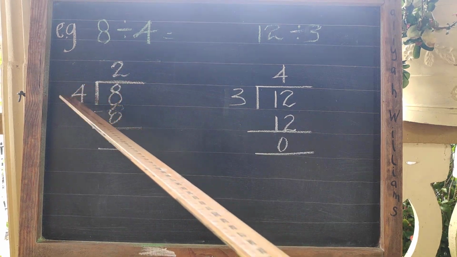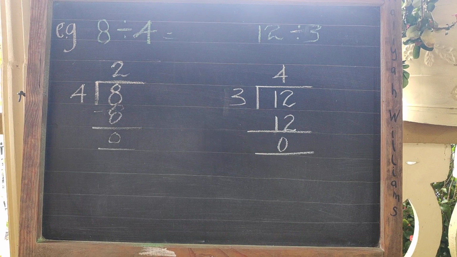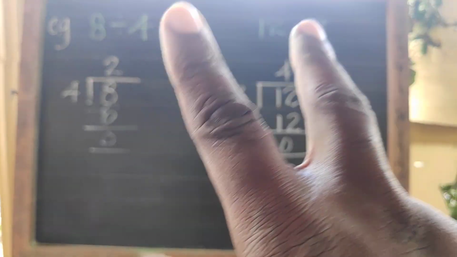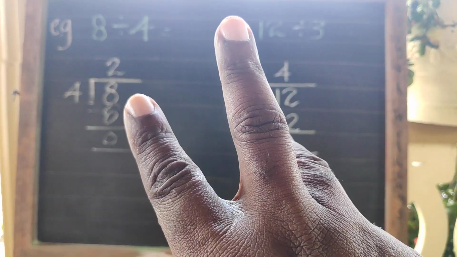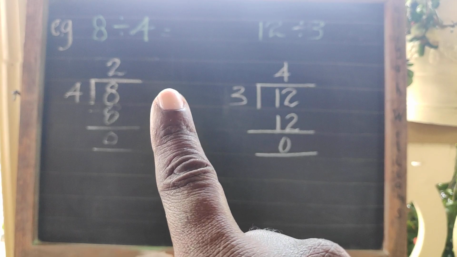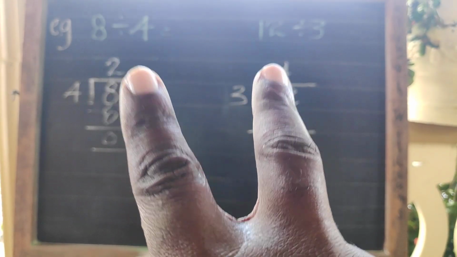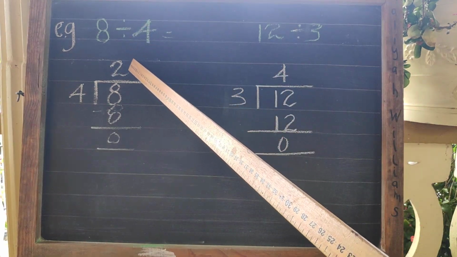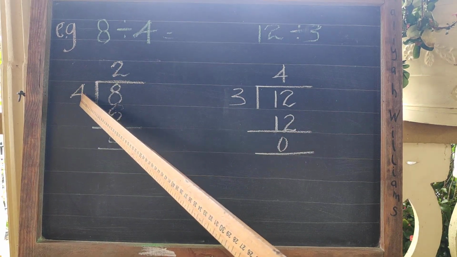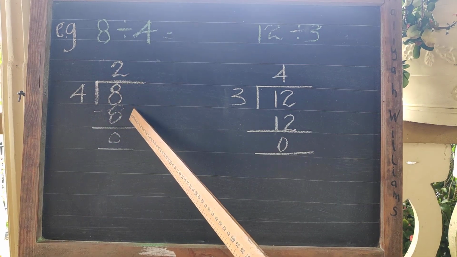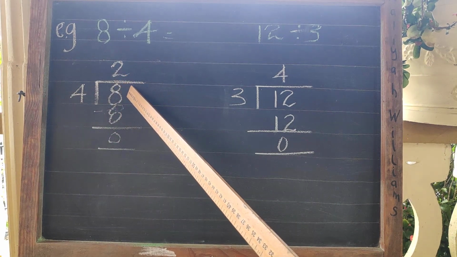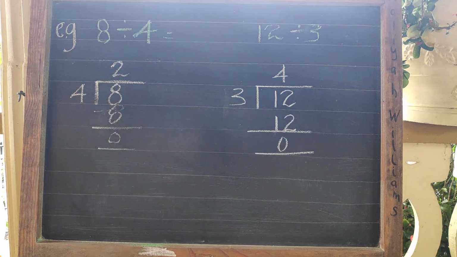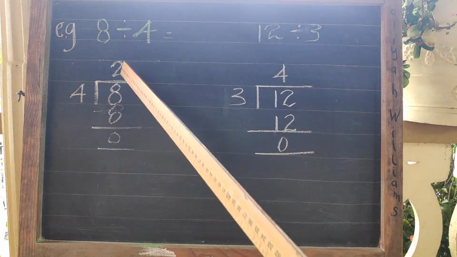4 into 8. How many 4s can we get in 8? So we are counting in 4. If you count in 4, we say 4, 8, 12. Too much. So we go back. 4, 8. So how many groups of 4? 2. So we put our 2 here. Now we have to double check. So how do we double check? We say 4 2s are 8. We put the 8 here, we minus: 8 minus 8 is 0. That will show us if we have any remainder. This is how we find out if we have any remainder.